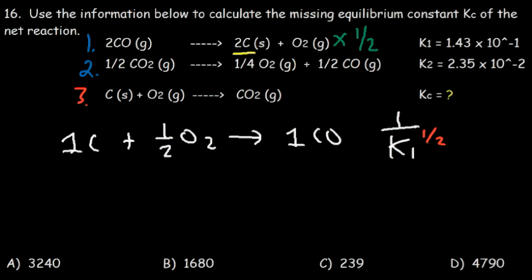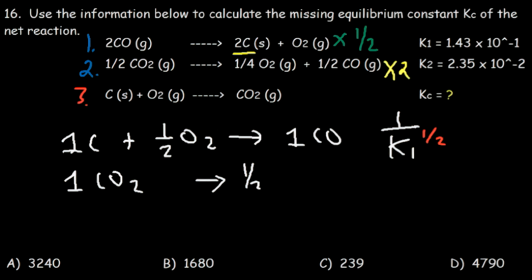Now let's focus on equation 2. So we're going to focus on CO2. We have half of CO2 on the left, but we need 1 on the right. So we need to reverse it and multiply the equation by a factor of 2. So we're going to have 1 whole CO2 molecule on the left, and on the right, 1/4 times 2 is 1/2.